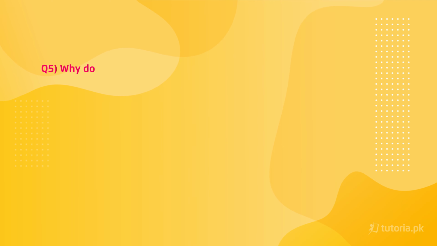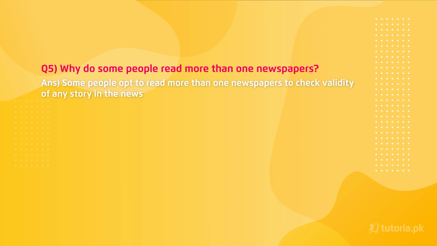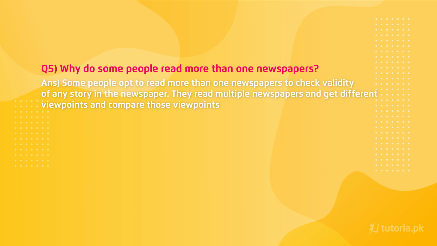Moving on to fifth question, and it is, why do some people read more than one newspapers? Answer, some people opt to read more than one newspapers to check validity of any story in the newspaper. They read multiple newspapers and get different viewpoints and compare those viewpoints to check the validity of the news. This was the answer of 5th question.